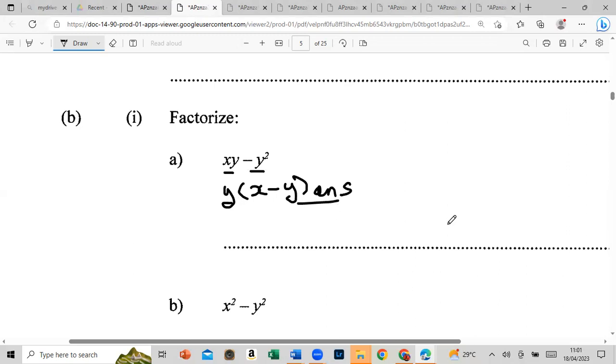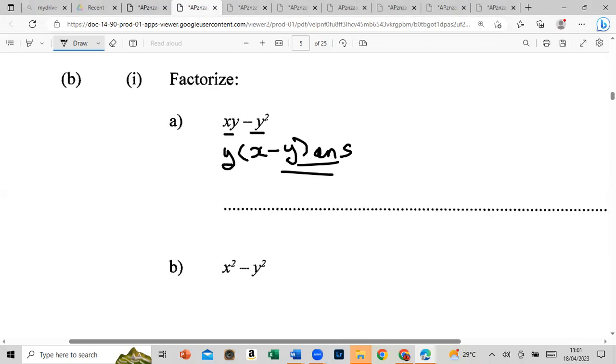One mark. We expect you guys to do it in about 30 seconds at most. Alright, so we have x squared minus y squared. What would be the answer for that? Type that in the comment section. Let's go. And remember, we are factorizing. What's the answer? Type it in. I don't see the answer yet.